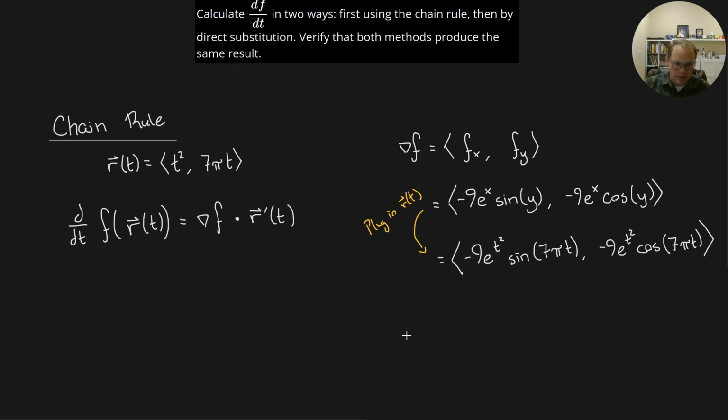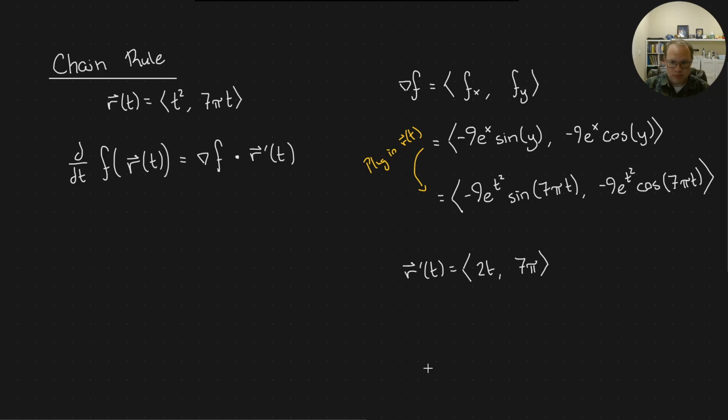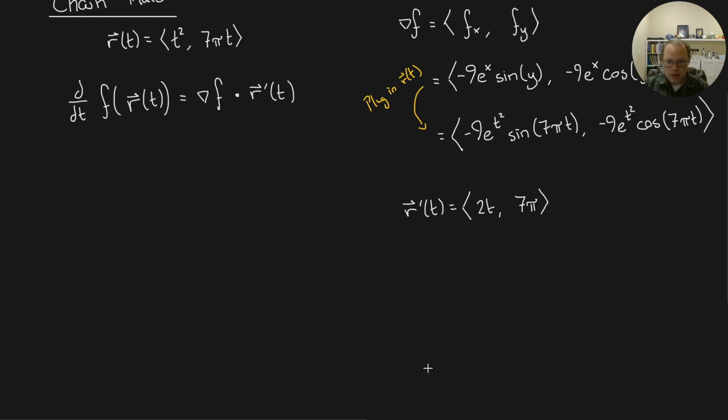So now let's take the derivative, r prime of t. So just the derivative of these two components. The derivative of the first component is 2t. The derivative of the second component is 7 pi. Okay, we have the pieces. Now we just need to take the dot product.